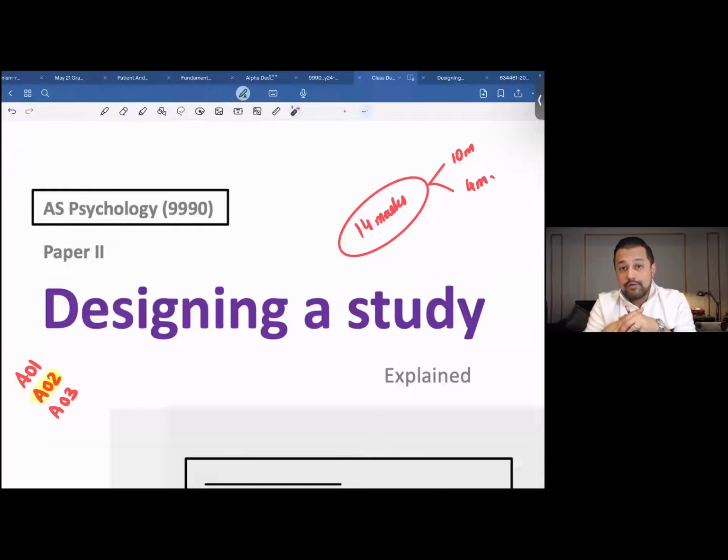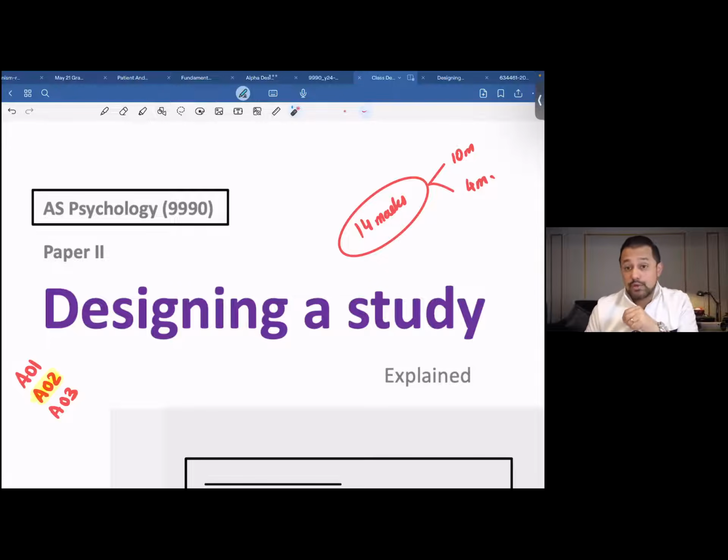Hello, everyone. Today we'll be discussing section B from paper 2. Our paper 2 is based on research methodology. Now, this particular paper is divided into two different sections, that is section A and section B. Section A is of 46 marks and section B is of 14 marks.